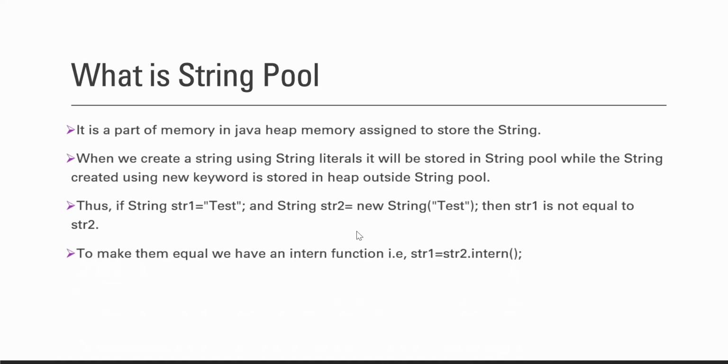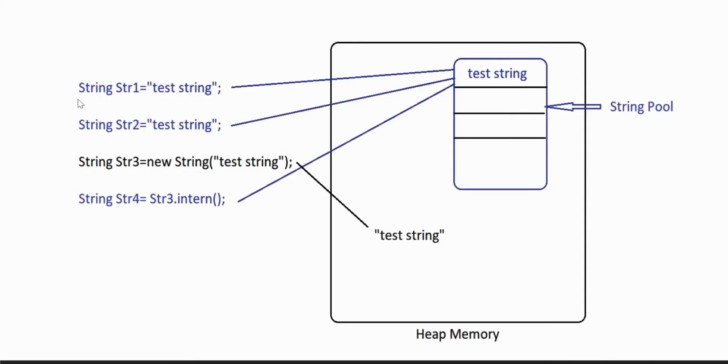Let's take a scenario and understand this concept. Here I have defined some strings as str1, str2, str3 and str4. All of them will have the same value, that is, a test string. But here str1 is created by using string literals, so this test string was stored in the string pool. Now let's see this one by one. Str1 is created by using string literals, so this string is stored in your string pool.